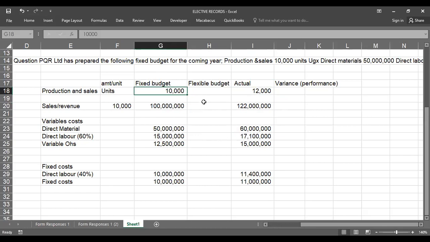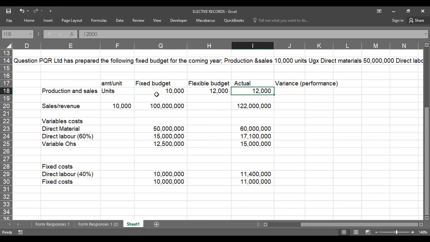In this scenario, we had already agreed that production in actual is much higher than it is for the fixed budget. The only way you can measure the performance of the actual is if you flex the fixed budget to the same height as the actual. Therefore, we shall put the units here as 12,000. The flexed budget production must always be the same as the actual production.